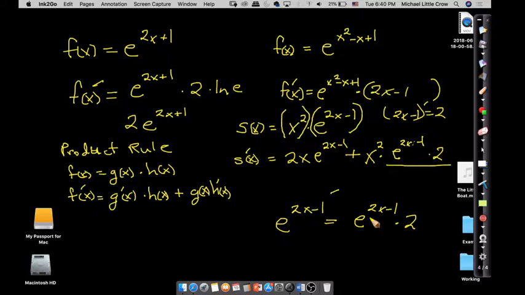Okay. So that's what this part here is, just up here. And notice it's times the original x squared, it didn't get changed. We didn't take its derivative.